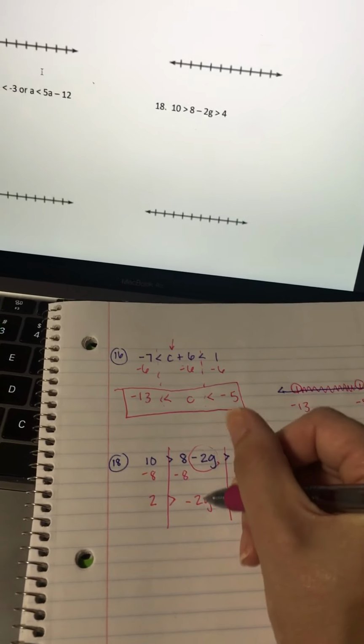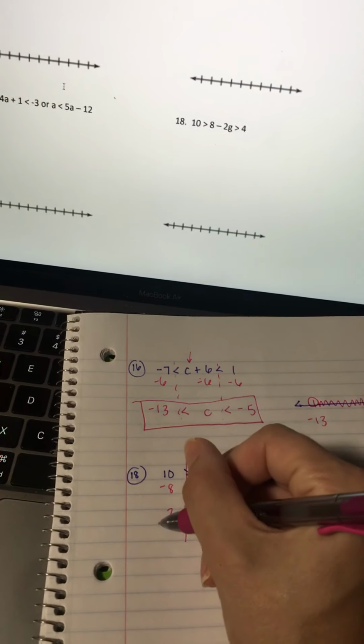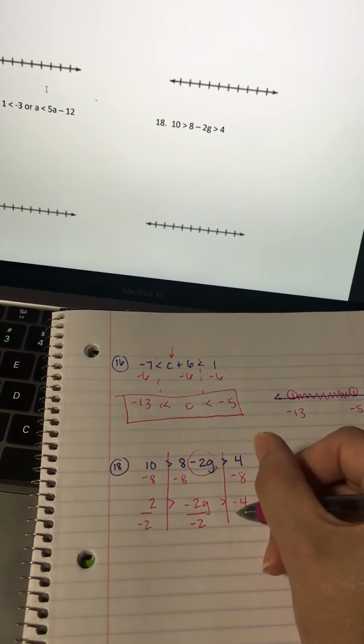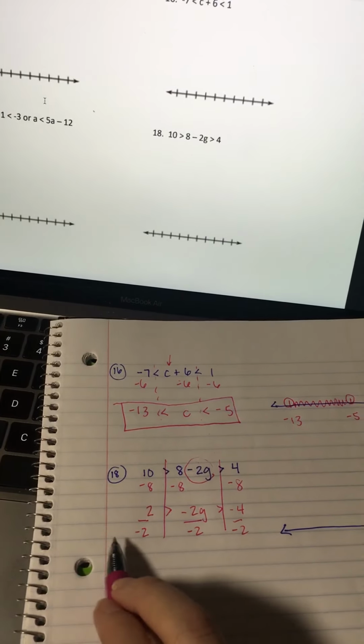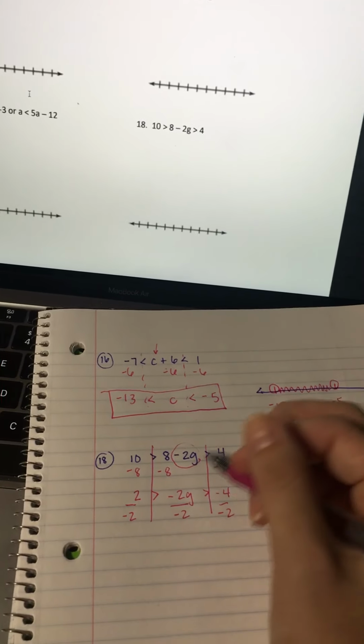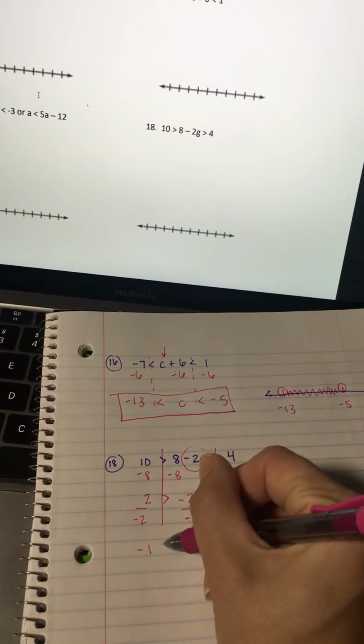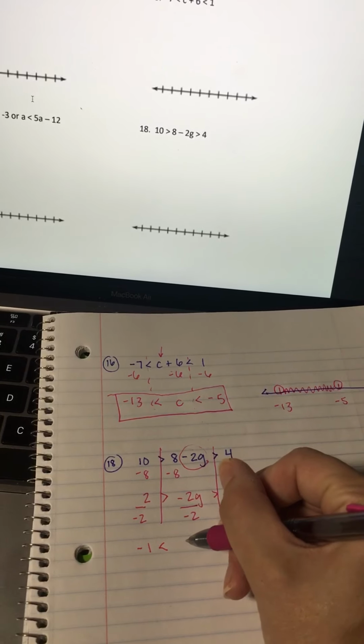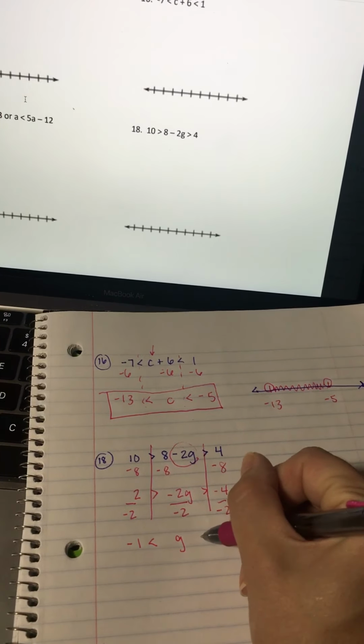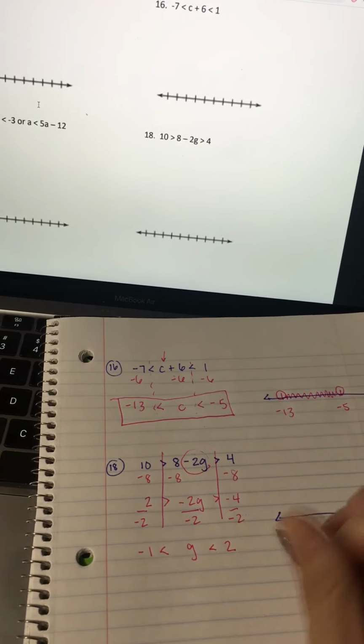Now we need to divide by negative 2, and this is where our one special rule comes in handy. Whenever you multiply or divide multiple sides by a negative, we have to flip the sign. So we get negative 1 is less than g, which is less than 2.